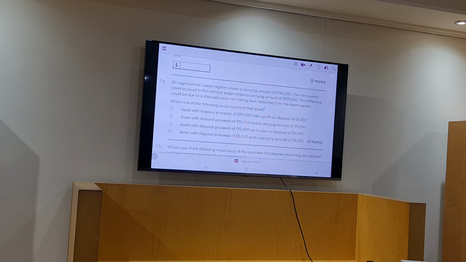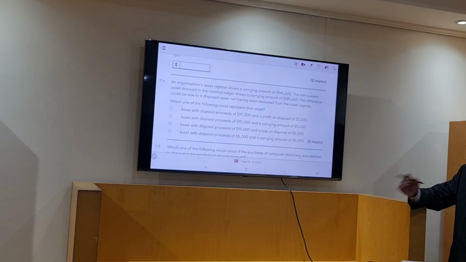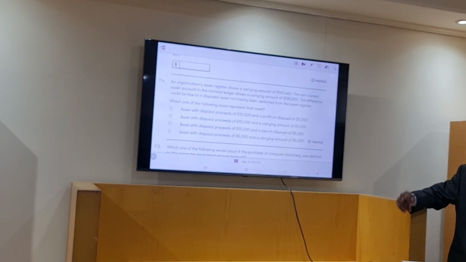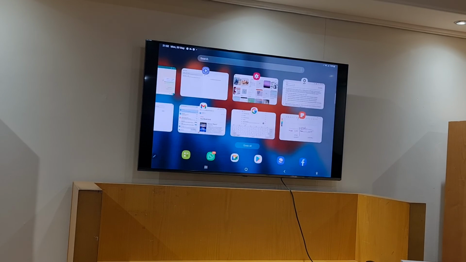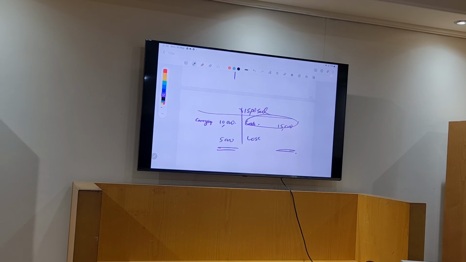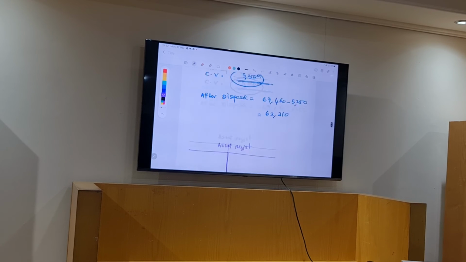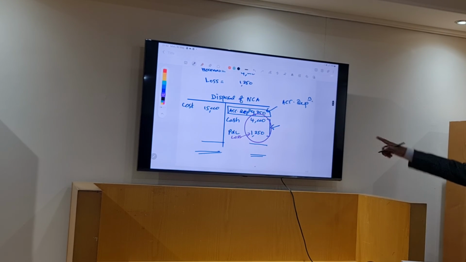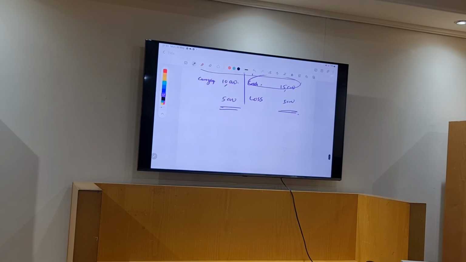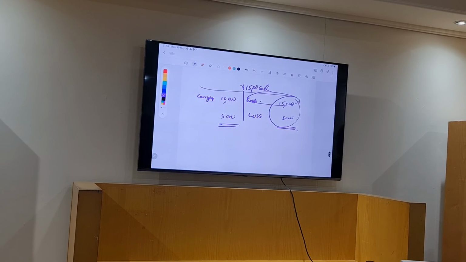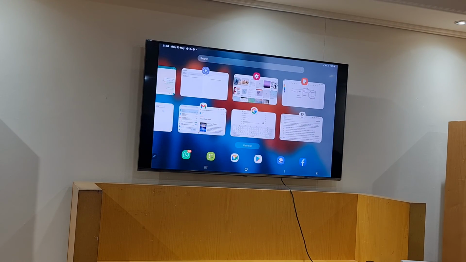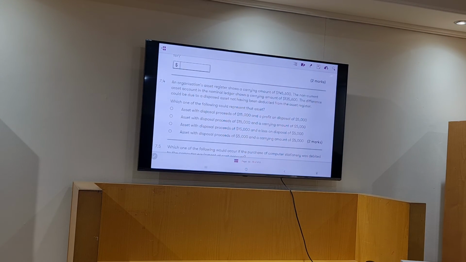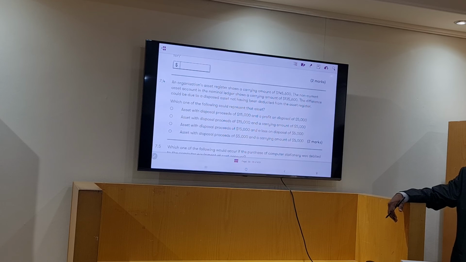Asset with disposal proceeds of 15,000 and carrying amount. Now I need carrying amount how much? 10,000. So this is not the answer. Third one. Asset disposal proceeds of 5,000 and a loss on disposal 5,000. So my loss will come here, 5,000. And you remember I told you a shortcut. Take these two, it is going to be 20,000. So that's not the answer. Fourth one. Asset with disposal proceeds of 5,000. No. Carrying amount we need 10,000. So the answer is the first one. First one? Yeah.